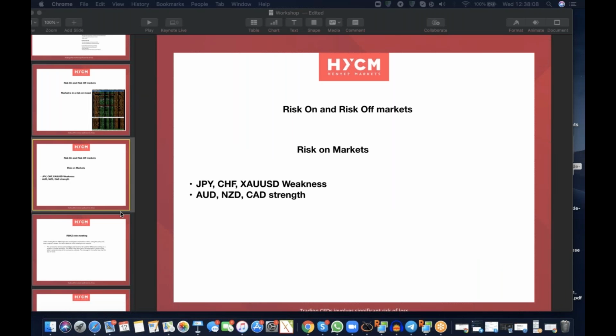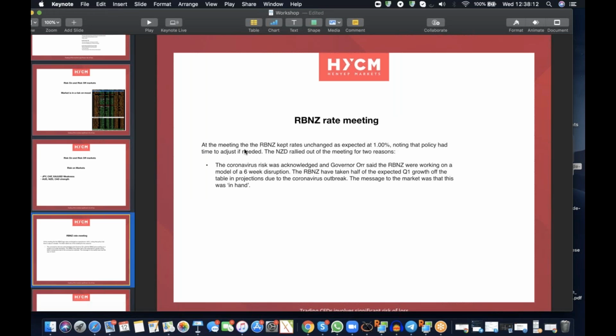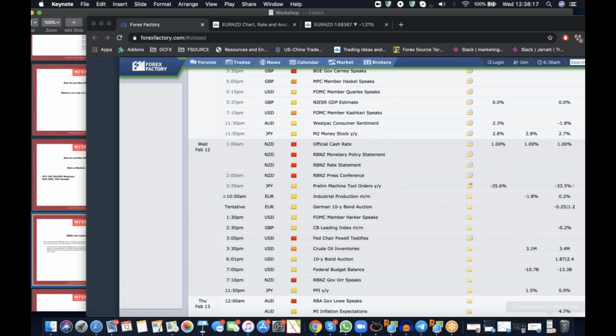Now, going into the rate meeting, the RBNZ were expected to stay on hold. You can see here, look, the interest rate was expected. So 1% was the previous interest rate. The 1% was expected to be held, and it was. So why have we seen some New Zealand dollar strength?